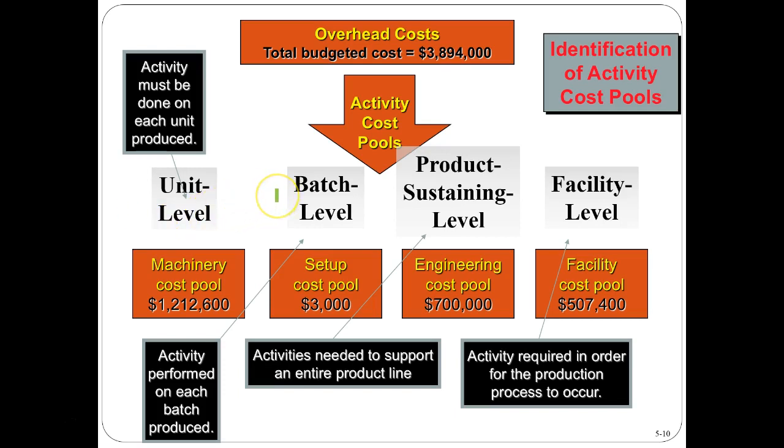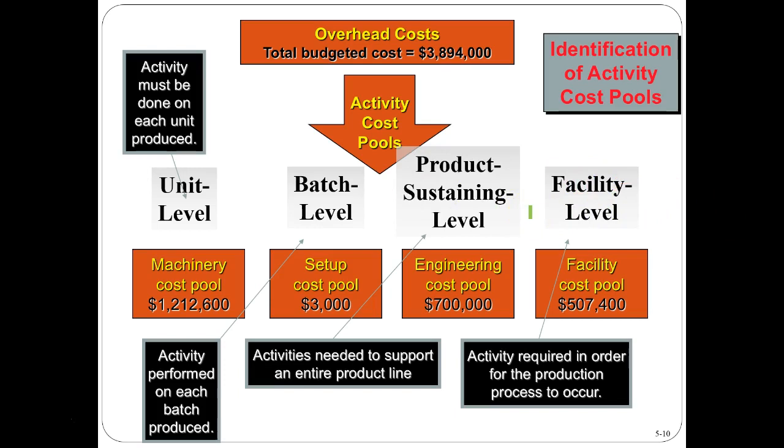Batch level, on the other hand, might be something that we apply to each batch of units rather than each individual unit, and therefore we might have different cost drivers in order to set up batch level activities. Product sustaining level might be something like fixing the machines, doing maintenance and stuff like that. That might not happen every time, but it's going to happen at some points in time. So therefore, once again, how do we allocate that to the cost of products at that level? What are we going to use as our activity driver?